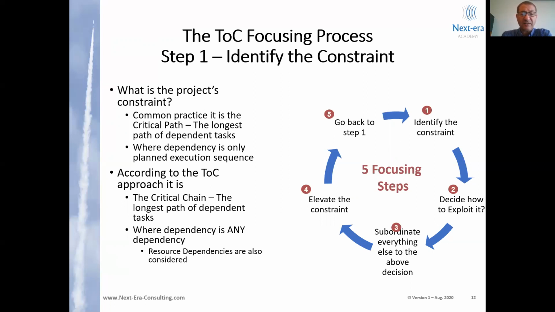Due to the fact that the resource dependencies are as relevant as sequence dependencies, in theory of constraints, we have defined the critical chain. It is the longest path of dependent tasks, no matter what the cause of dependency is. So, hence the name critical chain project management.